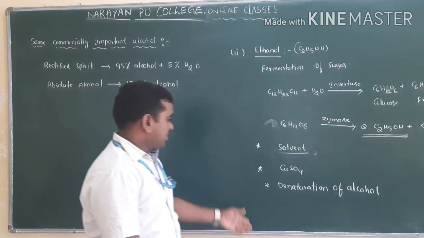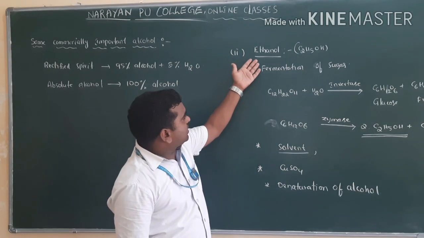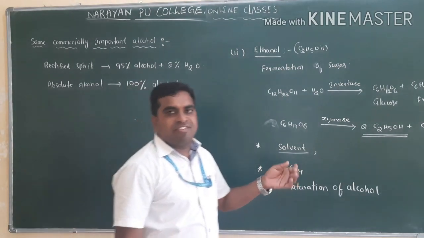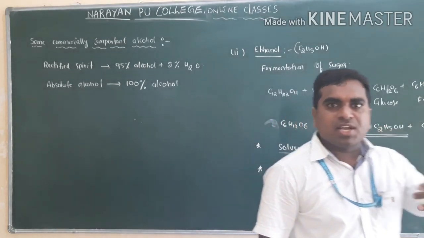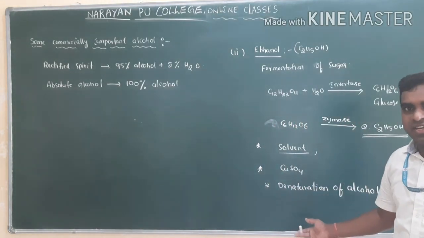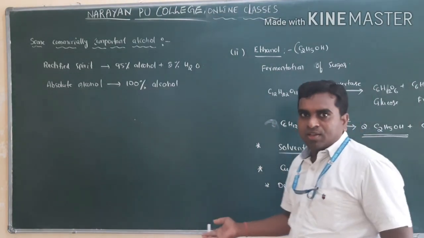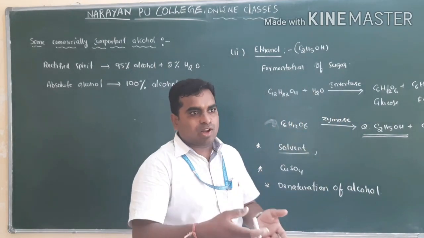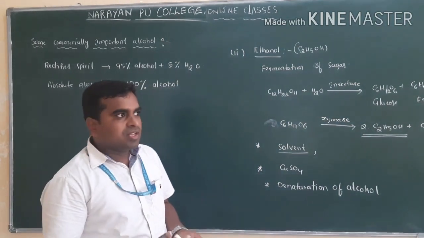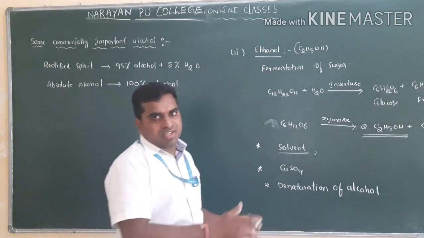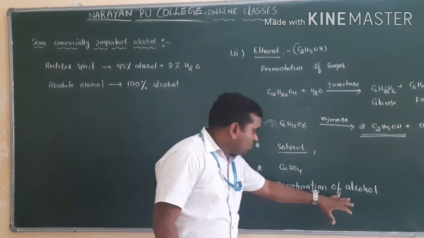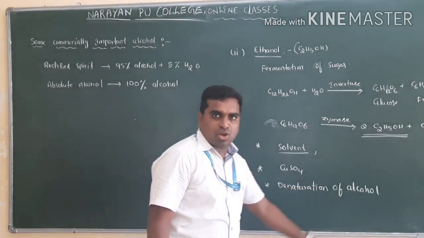So this is the commercial importance of alcohols, that is methanol and ethanol. Here I mentioned commercial ethanol is made unfit for drinking by mixing copper sulfate and also pyridine. If you add pyridine, that alcohol gives a very bad smell, so people avoid drinking that. So that process we will call denaturation of alcohol.